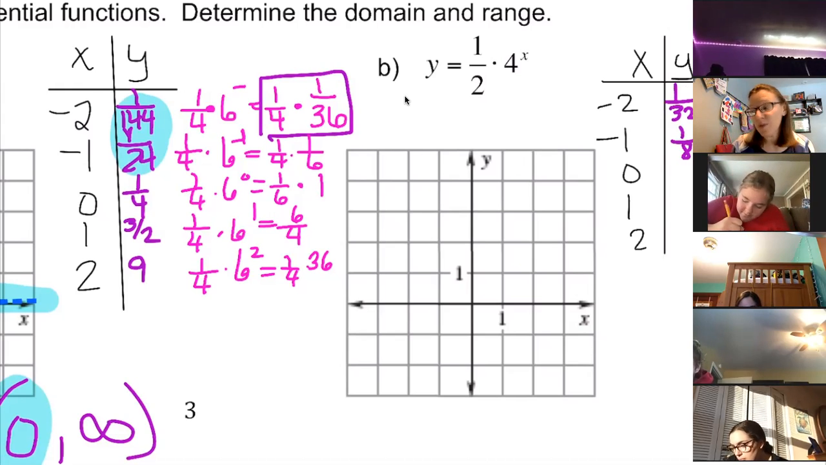So 1/2 times 4 to the -1 is 1/2 times 1/4, which is 1/8. 1/2 times 4 to the 0 is just a half because 4 to the 0 is 1. Half of 4 is 2. Half of 16 is 8.